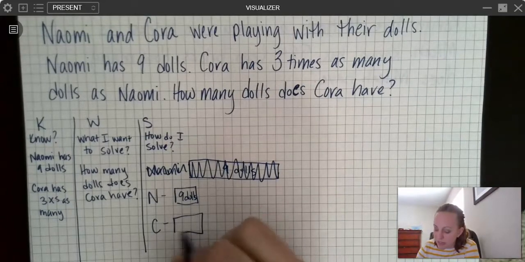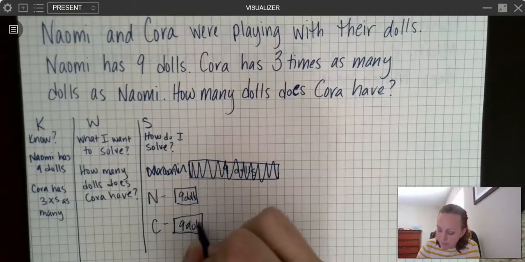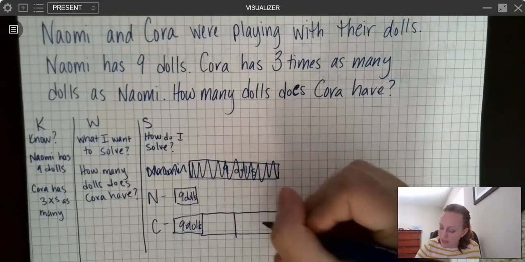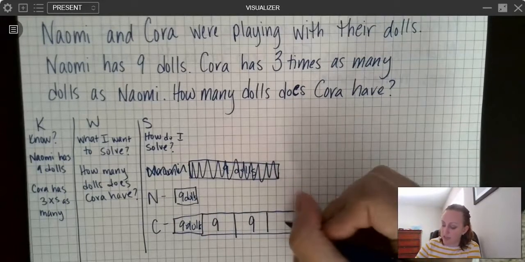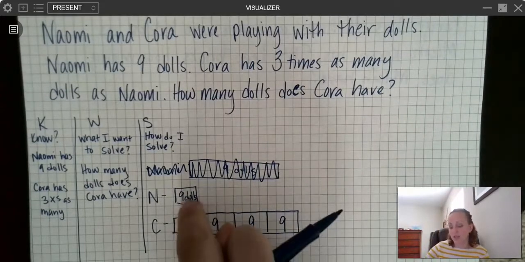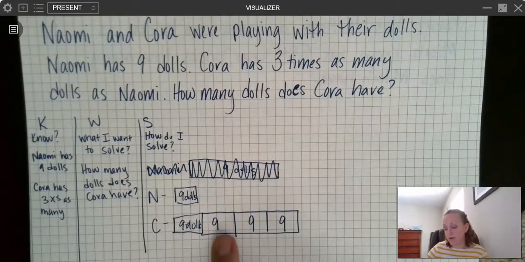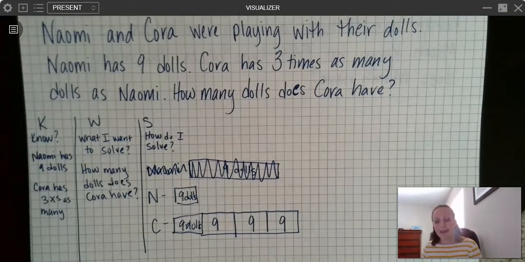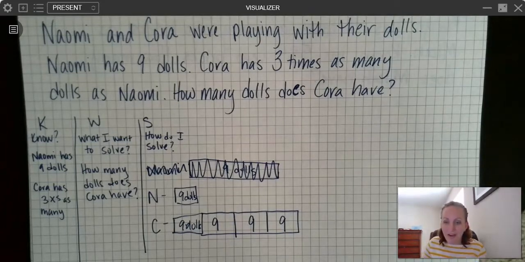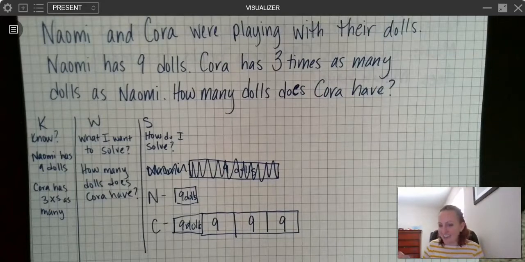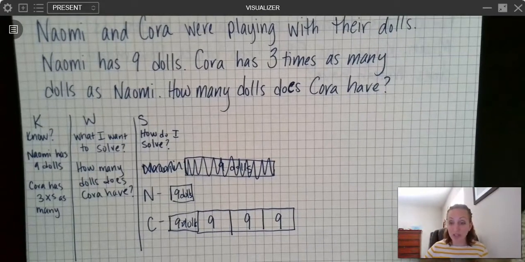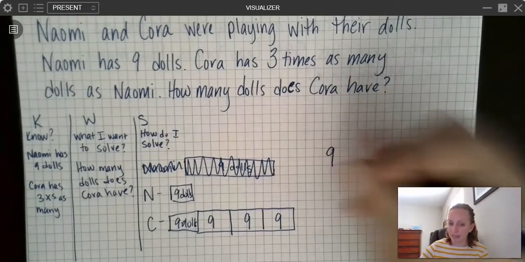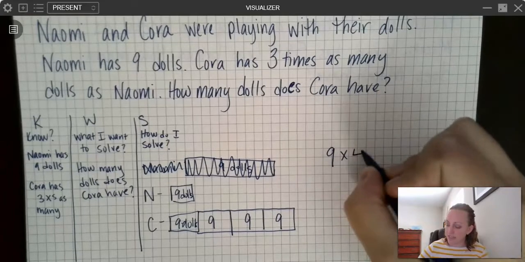So Cora's would be like 9 dolls 4 times, right? And I'm just going to draw a long one. See, that's where I made my mistake. And this is 9 dolls, and this is 9 dolls, and this is 9 dolls. All right, so Naomi has 9. Cora has 4 times as many. Well, I've said times as many a whole lot. Times is another word for multiply. That's right. So we are going to do 4 times as many as Naomi has. Naomi has 9. Cora has 4 times as many.